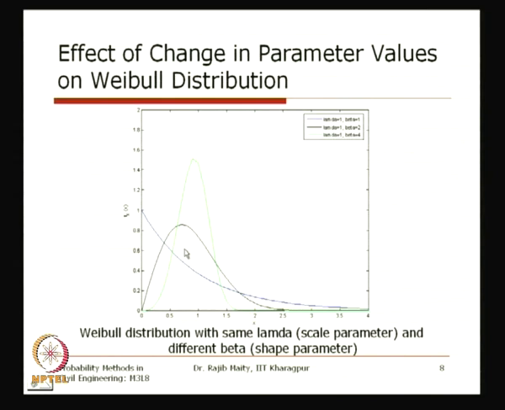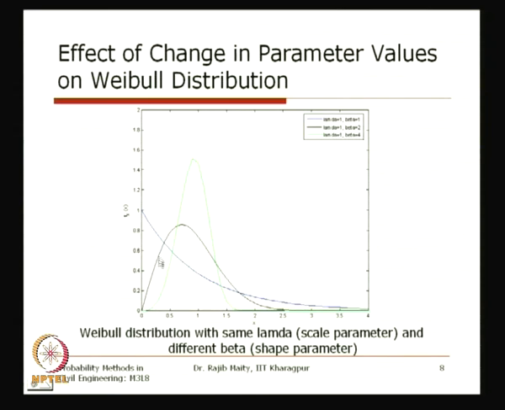So, this is the first thing: we are keeping lambda constant and varying beta, with beta equal to 1, 2 and 4, and in all three cases lambda is equal to 1. What you can see here is that the PDF shown by this blue line is for the combination lambda equals 1 and beta equals 1.